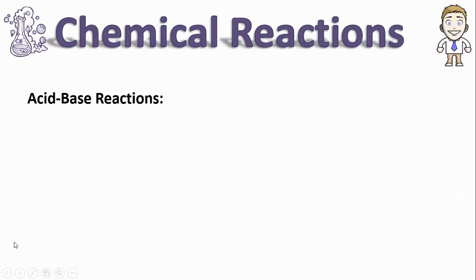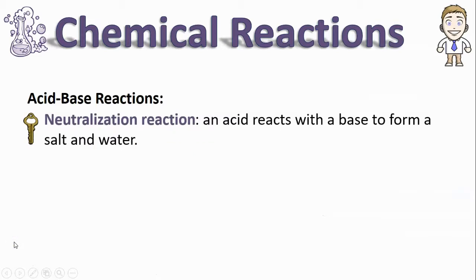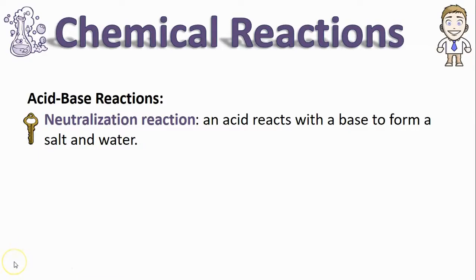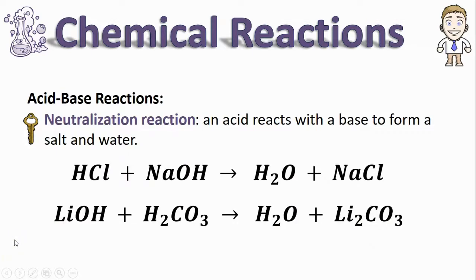So when you mix an acid with a base, you get a special type of reaction known as a neutralization reaction. In a neutralization reaction, the acid reacts with the base. They're said to neutralize each other, and the products of this type of reaction will be a salt and water. Here's 2 examples of neutralization reactions and how you can identify them.